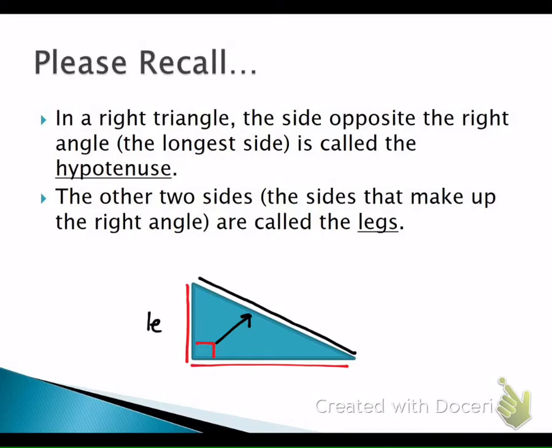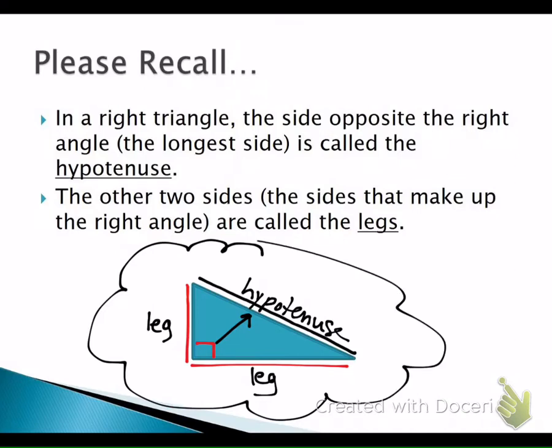So if you're still struggling, you can go ahead and write this. This is a leg. This is a leg. This is a hypotenuse. So if you want to include that little diagram, that might be helpful moving forward.